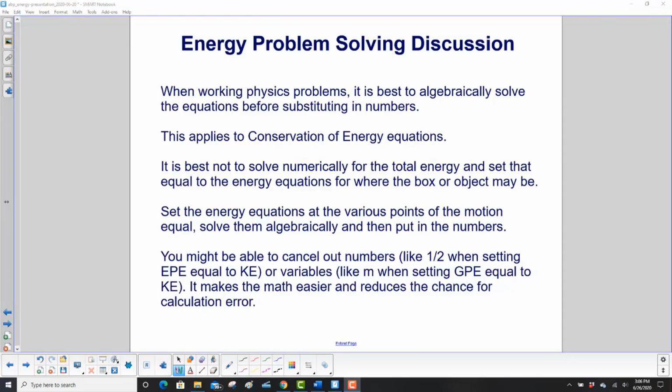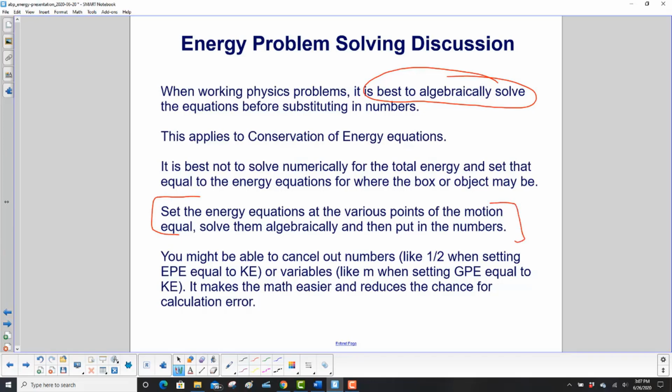We continually talk about physics problems and how it's always best to algebraically solve them first before substituting in numbers. That also applies to conservation of energy equations. It's best not to solve numerically for the total energy and set that equal to the energy equations for where the box or object may be. Well, of course, they'll ask you for the total energy, and that's great, solve for it, but then put it aside. Set the energy equations at the various points of the motion equal, solve that algebraically, and then put in the numbers.